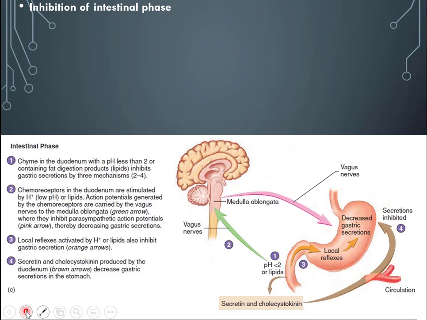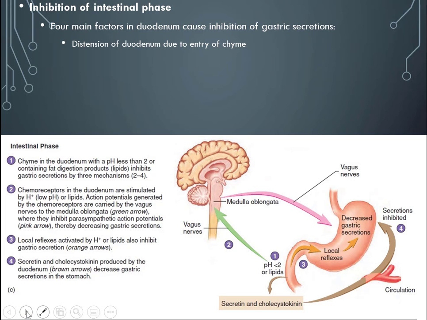So, in the inhibition process, inhibition of the intestinal phase, there are actually factors in the duodenum that cause inhibition of gastric secretion. First of all, you have the distension of the duodenum, okay, due to the entry of chyme. So pretty much your duodenum will be receiving a lot of food and gets to be distended.